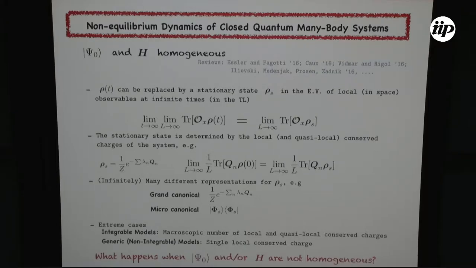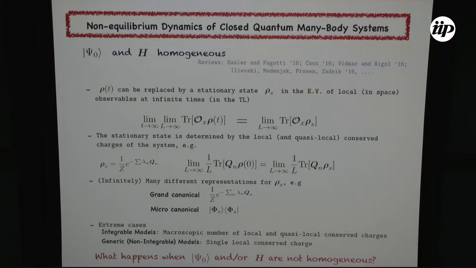Okay. So once you know the full set of local and quasi-local conservation laws of your system, you can represent your stationary state in this way, where these lambdas here are some Lagrange multipliers, and are fixed by imposing that the expectation value of the average density of these charges in the initial state is the same as that in the stationary state. Okay? And you require that for all your charges.